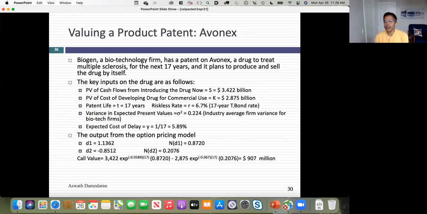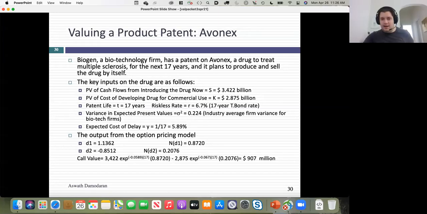If this were a capital budgeting project, and I ask you what the net present value of this project is. Tom, what's the net present value of this project? The present value of cash flows is $3,422 million. The investment you will need to get this project going is $2,875 million. What's the net present value of the project? Tom Galante? What's the net present value of this project? Sorry, I'm not sure.